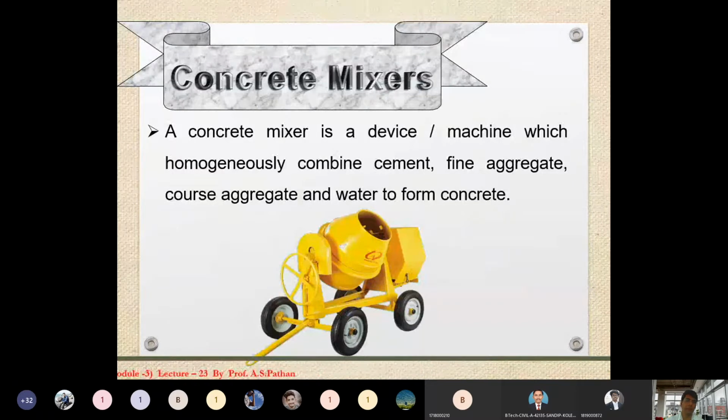Sometimes, because of bad selection of the concrete mixer, the homogeneity between the various ingredients, which is the important thing, suffers. With good homogeneity we will get a dense concrete. Otherwise, we cannot achieve the slump value as per the value specified by the IS. So the concrete mixer and its selection play a vital role.